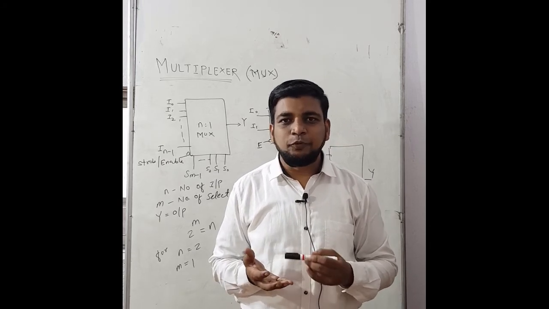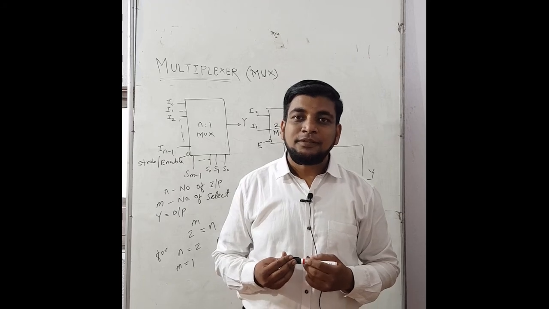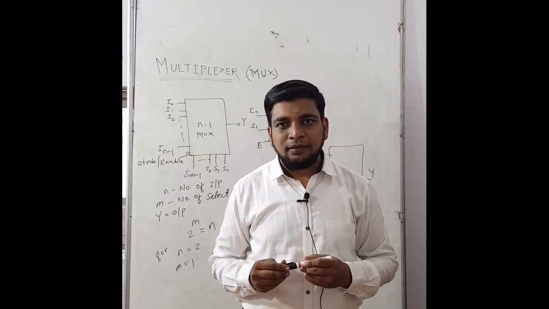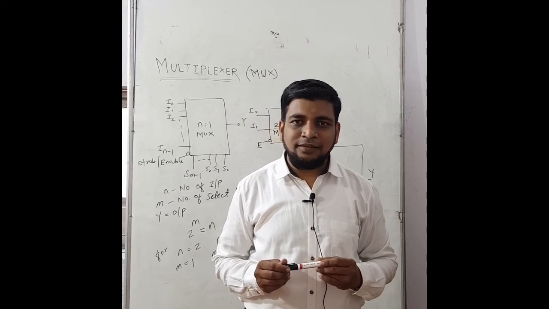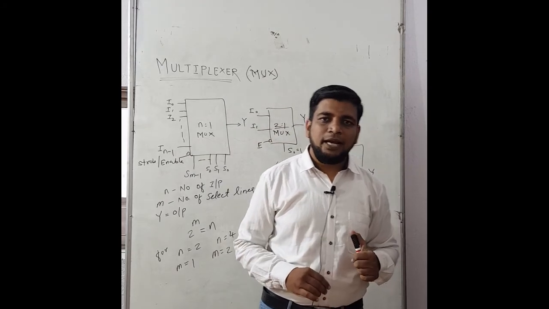16 inputs, 4 select lines, 1 output. For a 32:1 mux, 32 inputs, that is starting from I0 to I31, and 5 select lines, as 2 raised to 5 is equal to 32, and 1 output.